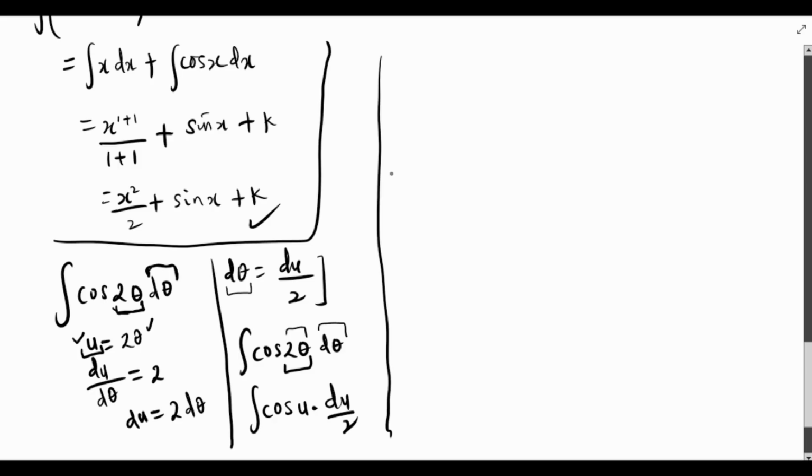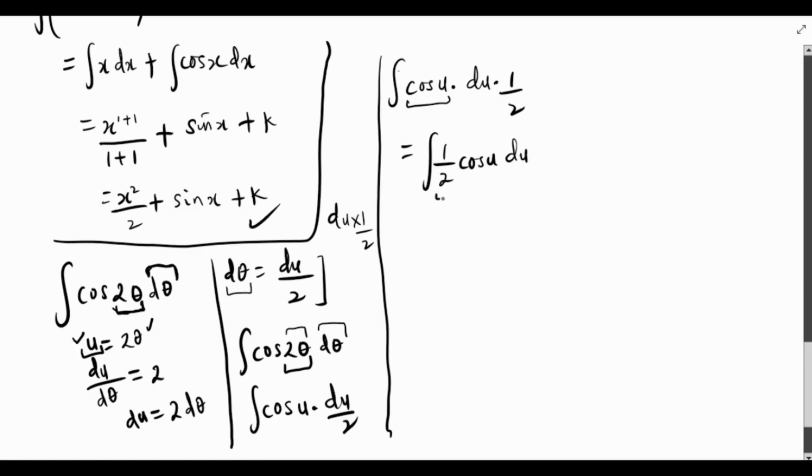Alright? So this is a fraction. Du divided by 2 is the same thing as du multiplied by 1 over 2. Okay? So let me just write it that way. So this is cos u times du times 1 over 2. And when you are integrating, you have a number multiplying what you are integrating. You can take the number outside, right? So before we take it outside, we can write it as 1 over 2 cos u du, which we can take 1 over 2 outside the integral sign. 1 over 2 cos u du.